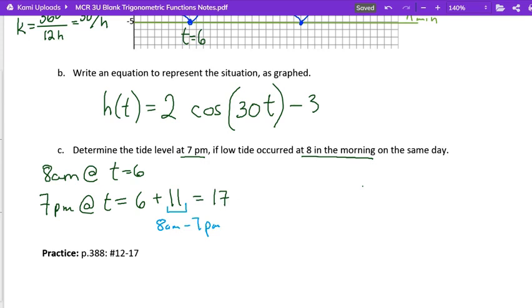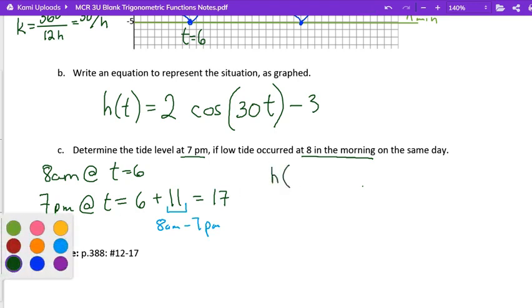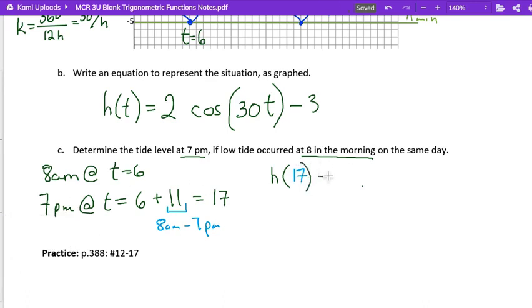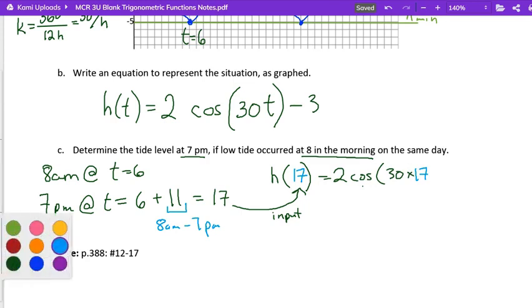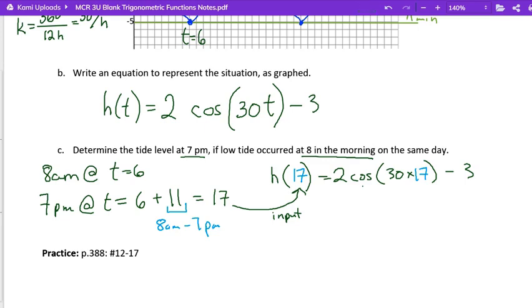So we're going to take this time and substitute it. That will be the input of our equation. So the height at 17, that's our input. And now we use the equation that we developed. 2 cosine of 30 times 17 minus 3. So we take out our calculator. Make sure you're in degrees.